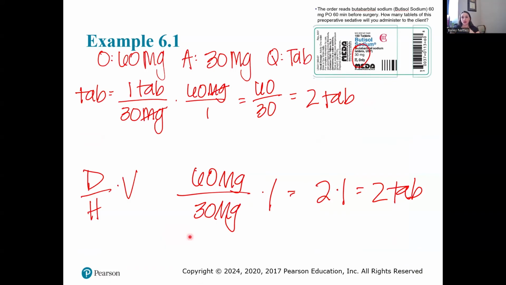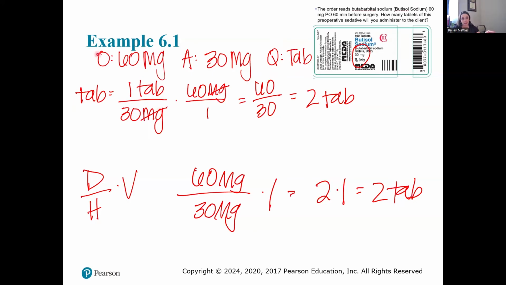So when I have these long word problems, I always start with rewriting my question. So O means order. My order is 60 milligrams. Sometimes I'll add the frequency behind it if it matters. I have available 30 milligram tablets. They are the same medication, so we are good there. My question is asking for tablets, so that's why I always put my Q. My order is 60 milligrams. I have available 30 milligrams. My question is asking for tablets. So, dimensional analysis. 1 tablet is 30 milligrams.